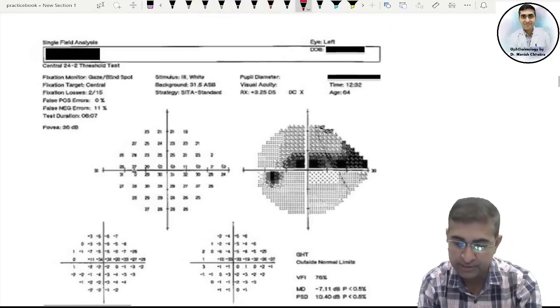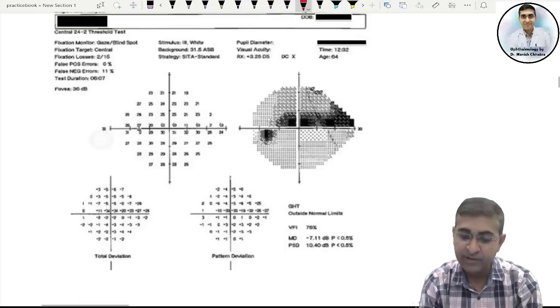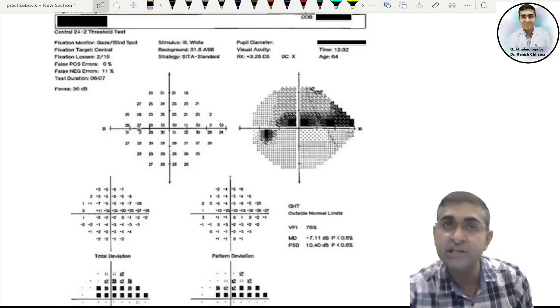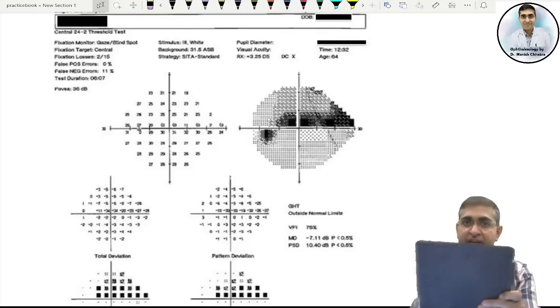Now focus on this image. Can you tell me which side this is? So first you need to understand, whenever I am seeing the perimetric chart, if this is the perimetric chart, I am seeing this.